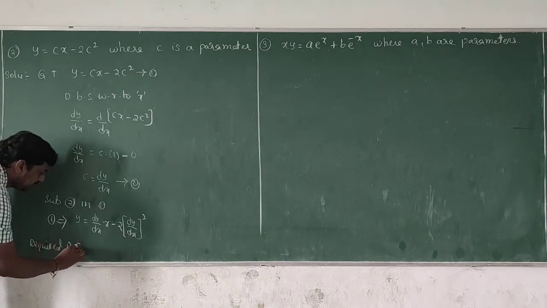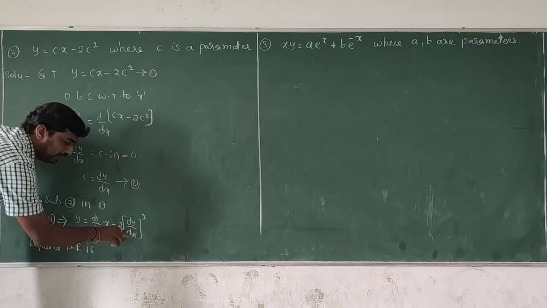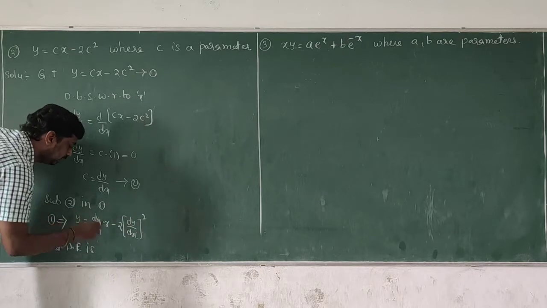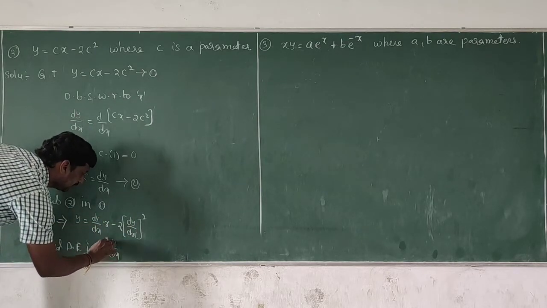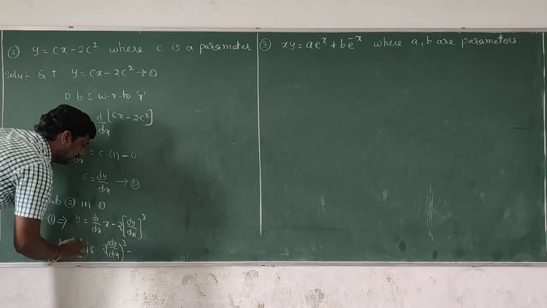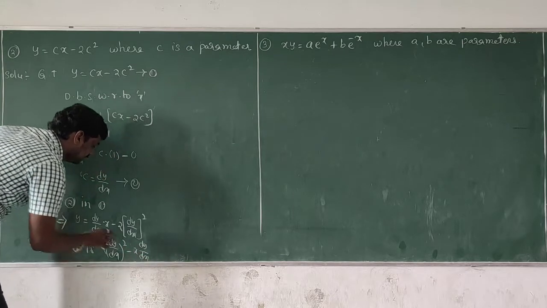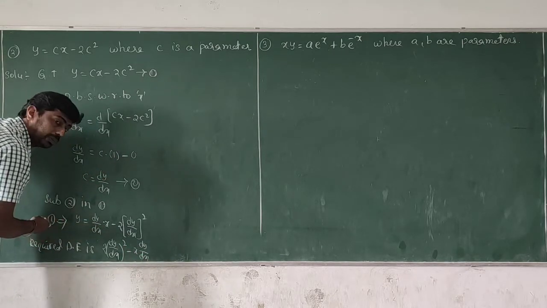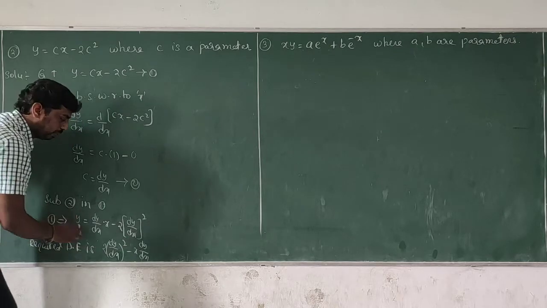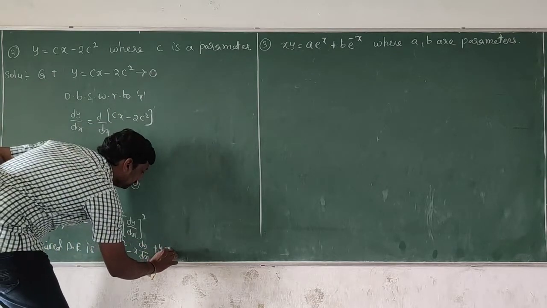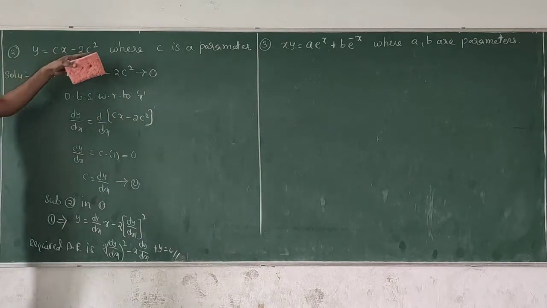The required differential equation is: minus 2 dy by dx whole square taken to the opposite side, 2 into dy by dx whole square, minus x into dy by dx. This plus x dy by dx taken to the opposite side, minus x dy by dx. Already we have plus y equal to 0. This one is the final answer for the given y equal to cx minus 2c square.